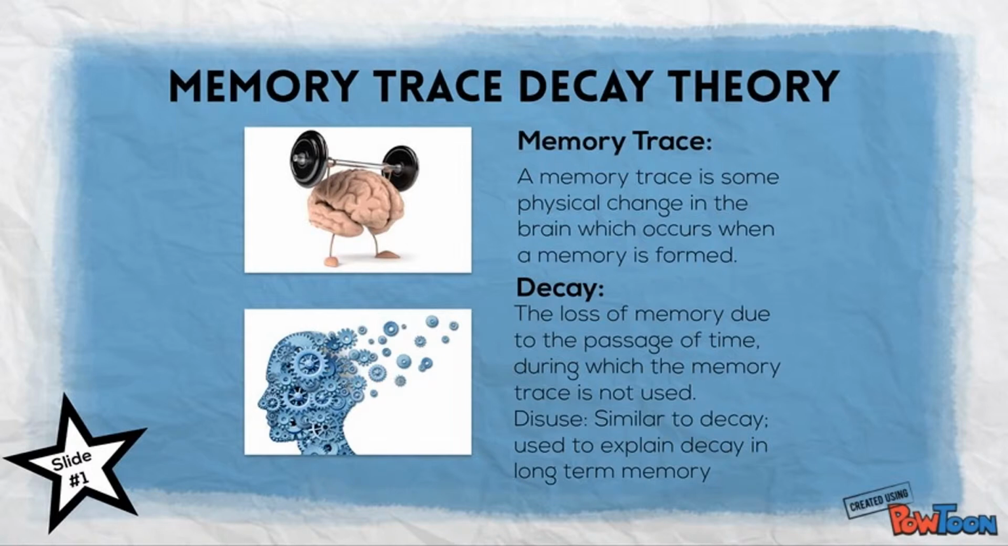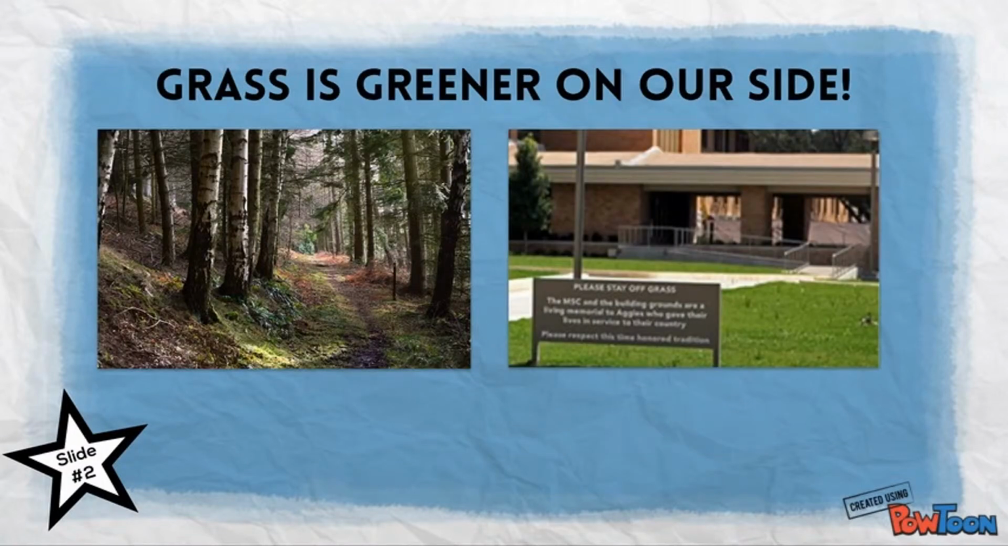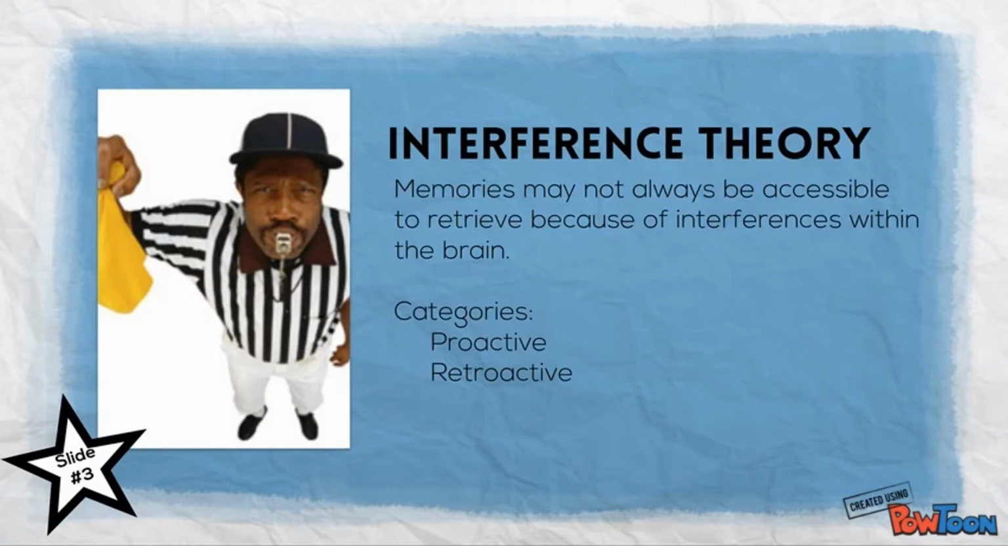There's a similar theory called memory trace disuse theory. It works in the same way. A beautiful example the book gives us is how a path can be made from grass if it gets stepped and walked on enough. But the grass at our wonderful Memorial Student Center has no path like that because no one steps on the grass. Therefore, it's disused.